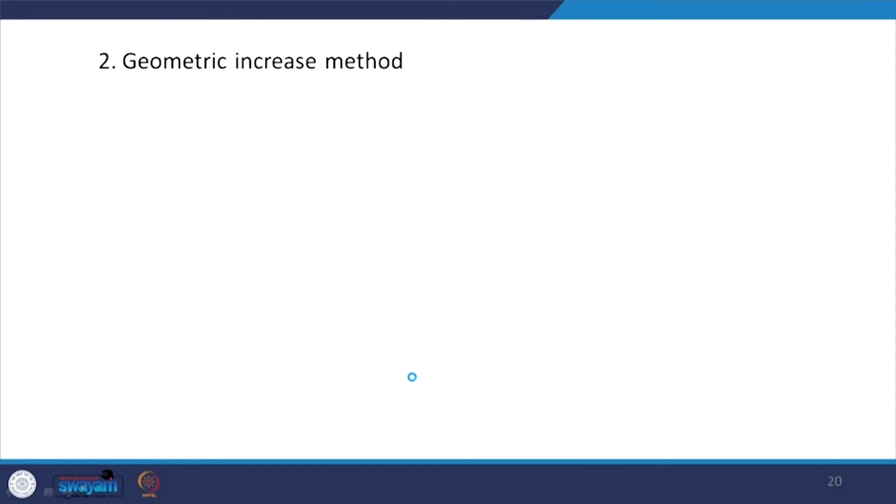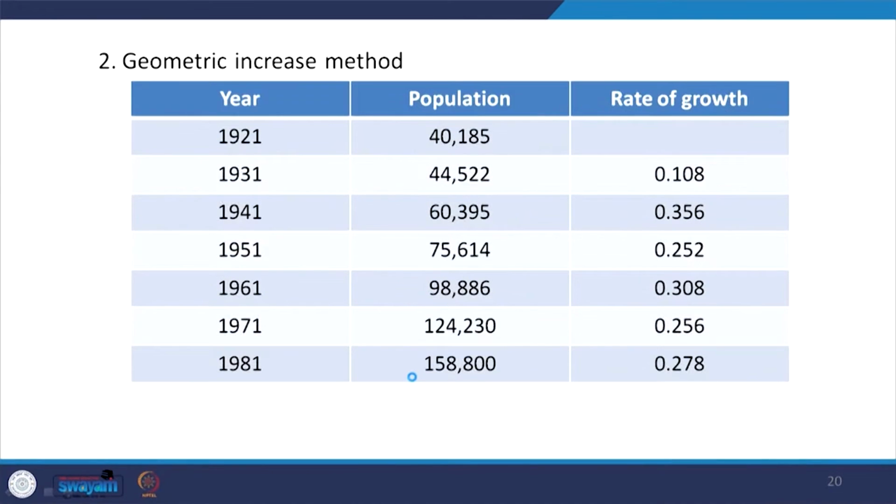Let's move on to the geometric increase method and look at how to calculate that R or such. So here we have the population and rate of growth. Earlier we just looked at the actual, what do we say, difference. Here the difference divided by the base. So 44,522 minus 40,185 by 40,185, right? That should come to this.